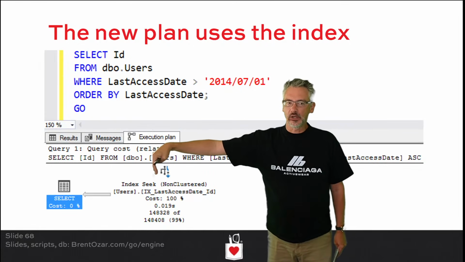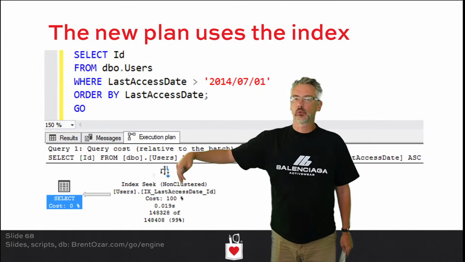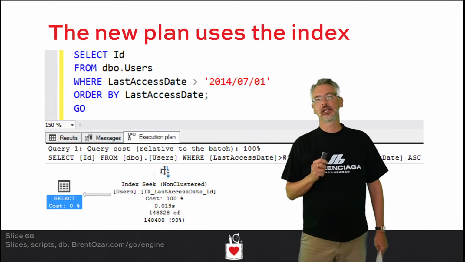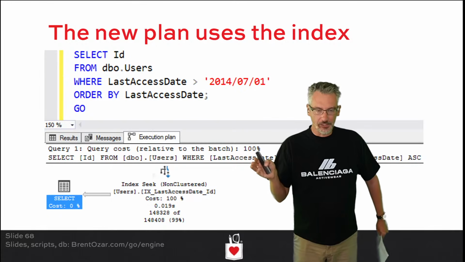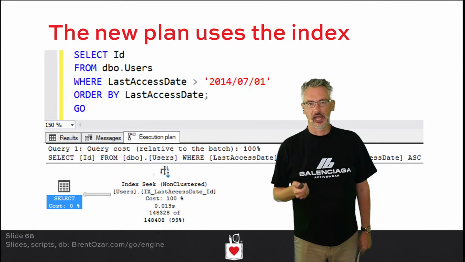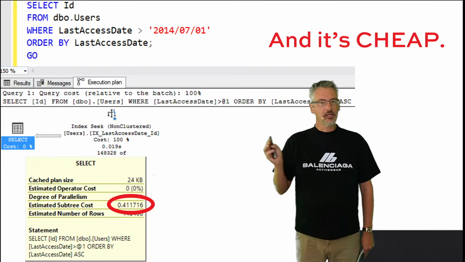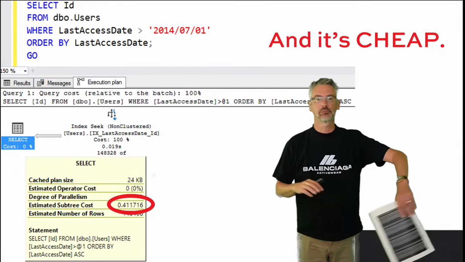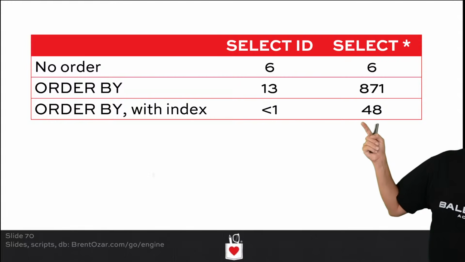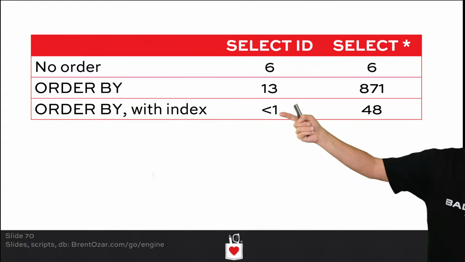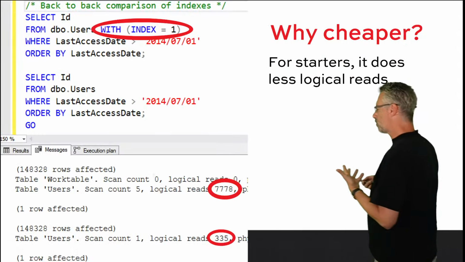SQL Server now, instead of going to one end of the table and scanning back the whole entire way, is able to dive into one particular area of the table. It's doing an index seek. It's seeking directly to one area of the index because the data is organized by last access date. This is also really cheap. Our estimated subtree cost has absolutely plummeted. And it doesn't matter whether we're doing a selective ID or whether we're doing select star, our costs have absolutely plummeted for this query.